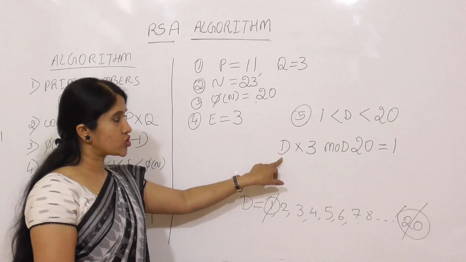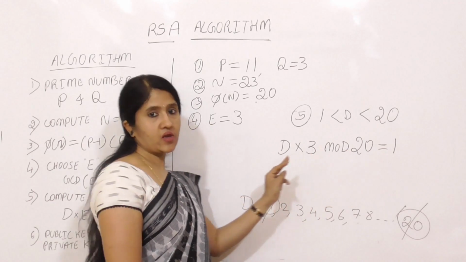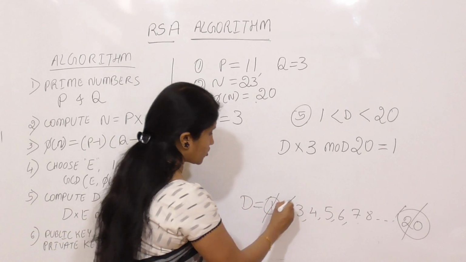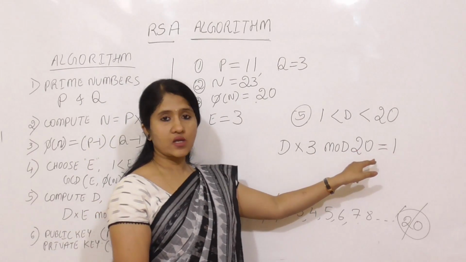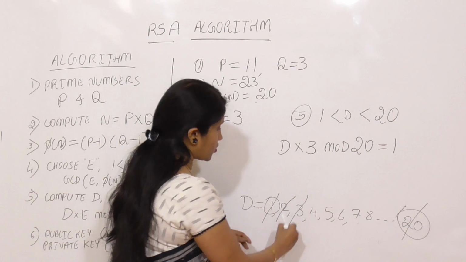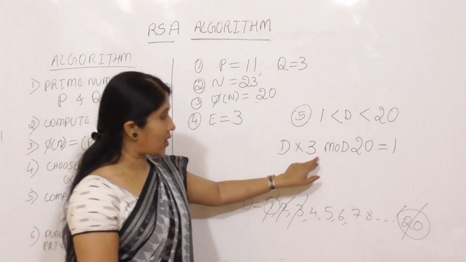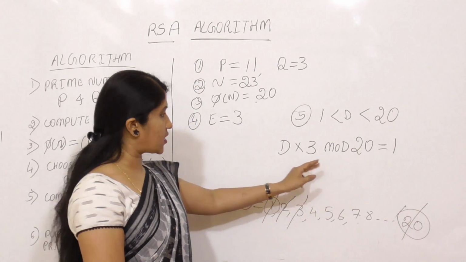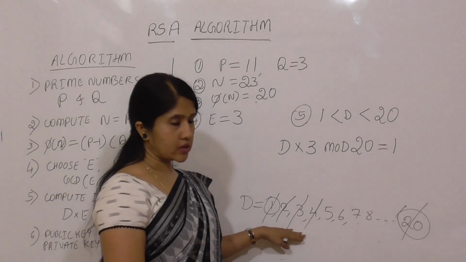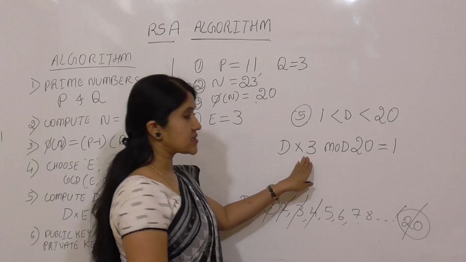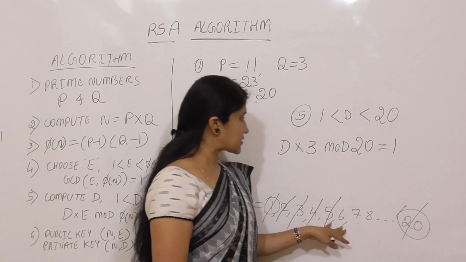If I substitute 2 here, 3 2s are 6, 6 mod 20 is 6 only. So that is wrong, I cannot have 2. 3, 3 3s are 9, 9 mod 20 is 9 only. So that is also wrong. Next let me choose 4, 4 3s are 12, 12 mod 20 is 12 only, so I cannot. Next 5. 5 3s are 15. 15 mod 20 is 15. I cannot take that.